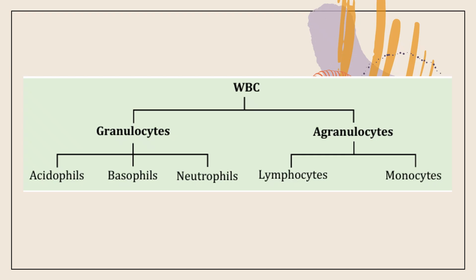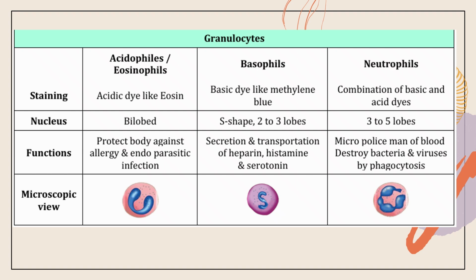They are divided on the basis of stains from which they can be stained. On the other hand, agranulocytes are of two types, lymphocytes and monocytes. First, we will talk about granulocytes.